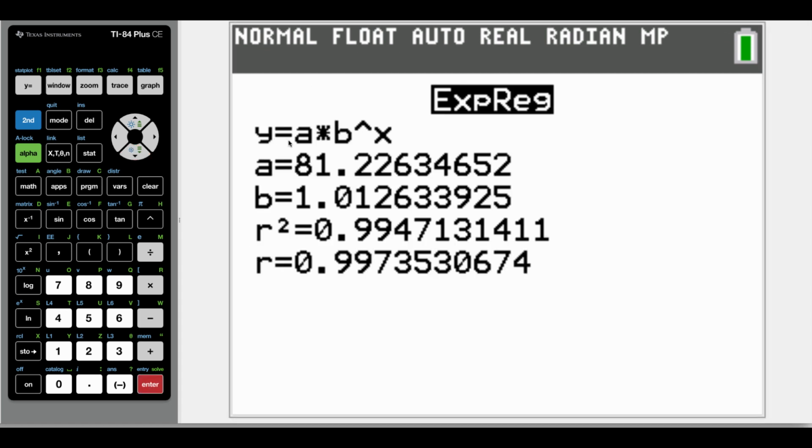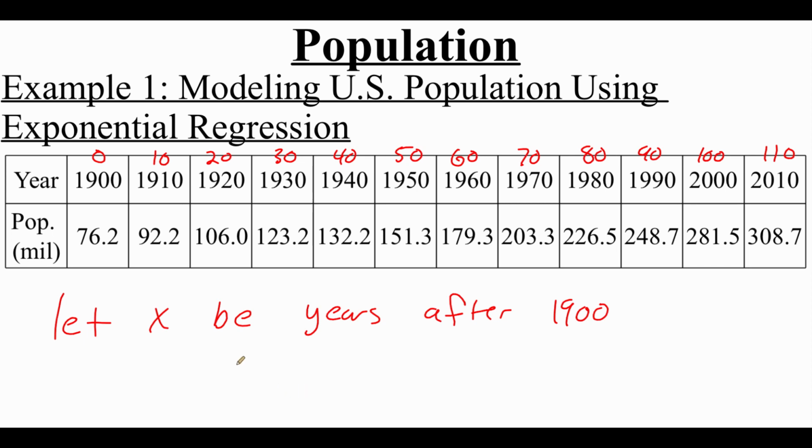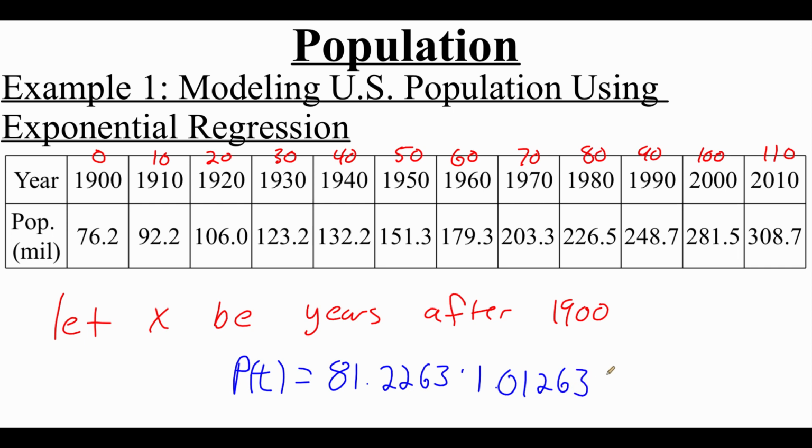So it gives us a Y equals A times B to the X equation with our A value listed and our B value listed. So if we think about that population model, our function would be P of T equals, now I'm going to do a little rounding, but I'm going to carry quite a few decimals in here just to make sure that I'm getting exact values. So I'm going to go 81.2263 times 1.0123 to the t power, since we're talking about time.